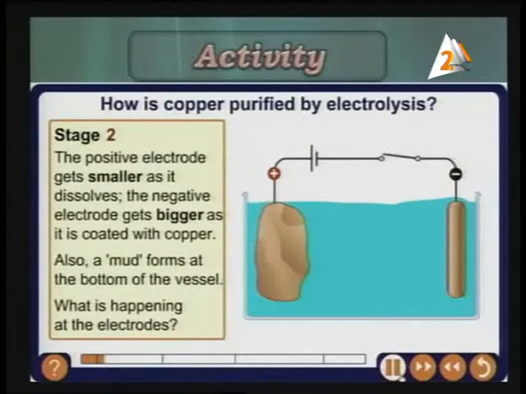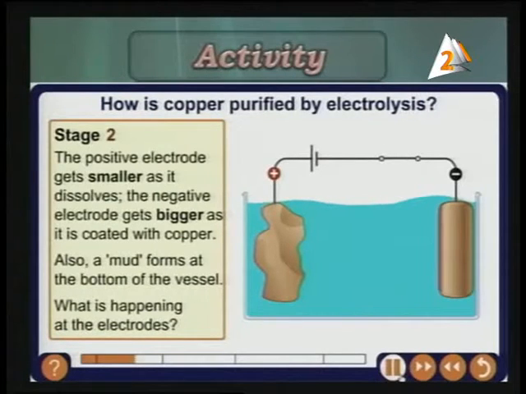Let's go and see stage 2. If we close this circuit, the impurities move out, and the mass of this electrode decreases. Why? Because the ions get bigger and it is coated with copper. The other electrode increases in its mass and volume, because its mud forms at the bottom of the vessel.